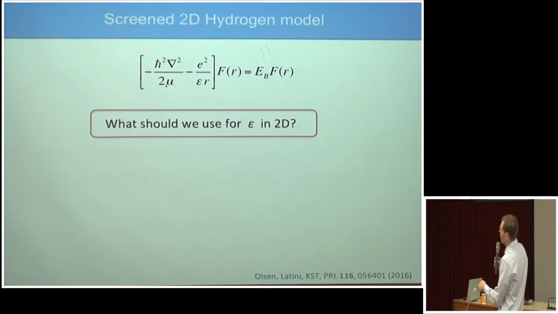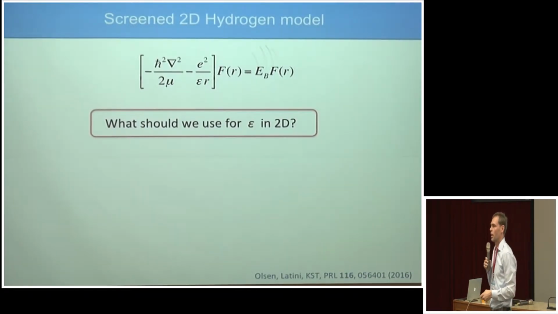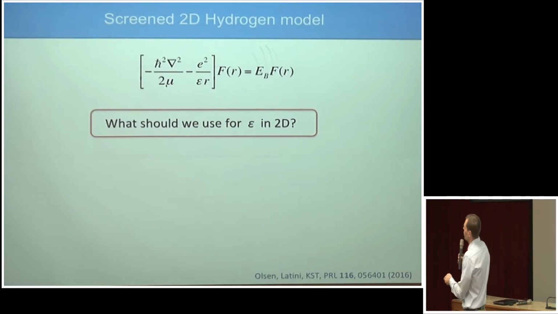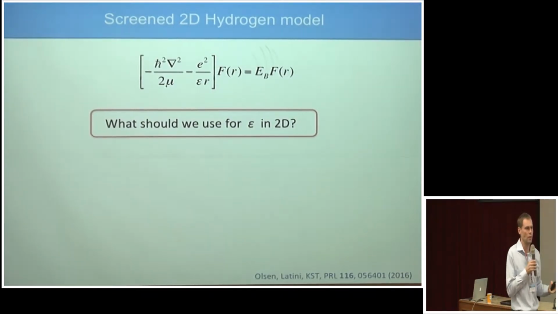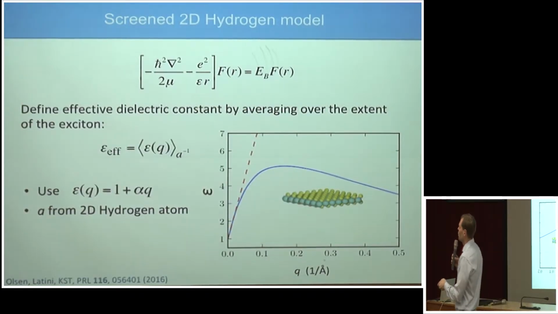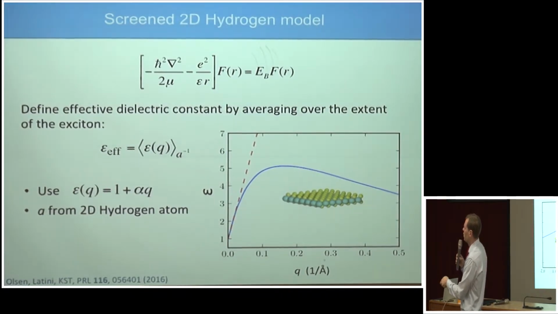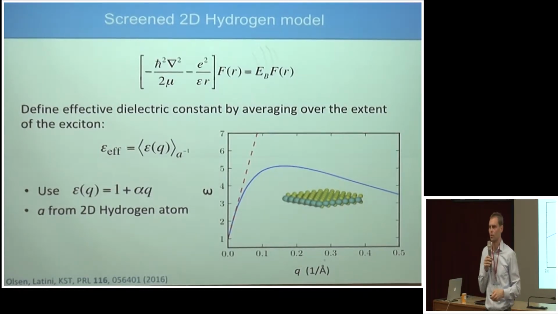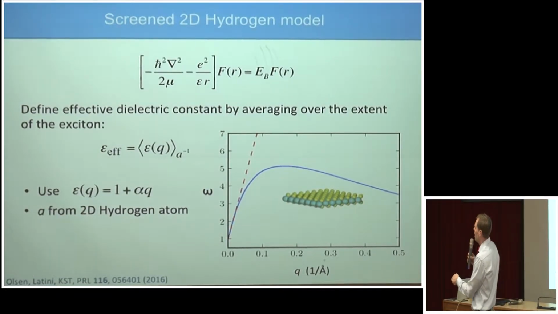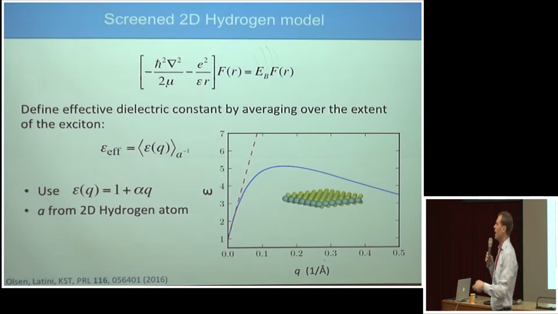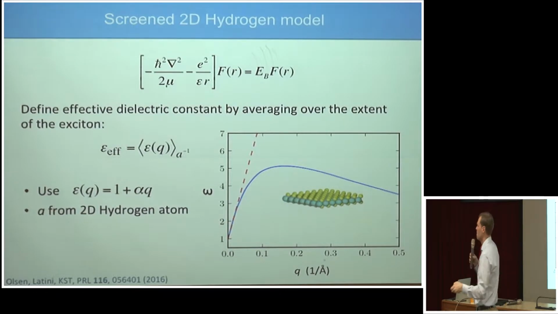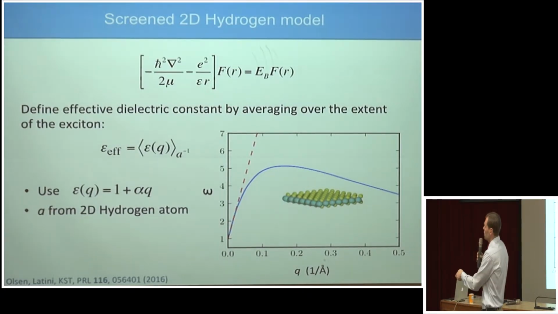If we go back and look at the hydrogen model here with a constant dielectric function, Q independent, this is nice because it has analytical solutions. But we don't know what to use for epsilon, because epsilon is in general Q dependent. This is epsilon, you can see it has a strong Q dependence, but for the relevant Q vectors here, we can approximate epsilon by a linear function of Q, as I've already said. And this means that we could try to define an effective dielectric constant for this exciton by averaging epsilon of Q over a region in reciprocal space that is roughly 1 over the radius of the exciton in real space. That can then be done analytically if we use this expression for epsilon.